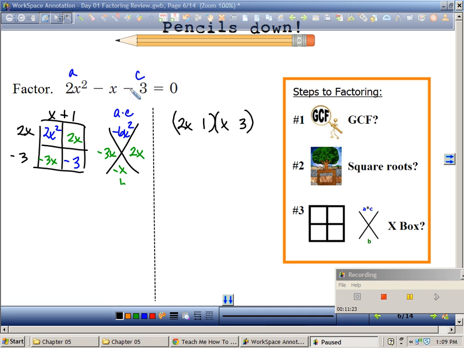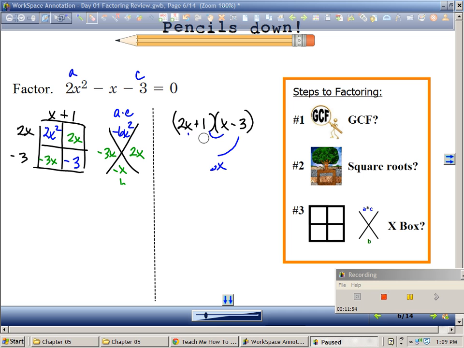I know one of them's got to be negative, right? Because if I make this 1 times 1, that's going to be positive 3. That's not a positive 3. If I make them both negative, negative 1 times negative 3 is positive 3. Can't be that either. So one of them's got to be positive. If I do that rainbow check, guess and check, that's x, that's negative 6x. Does that work?